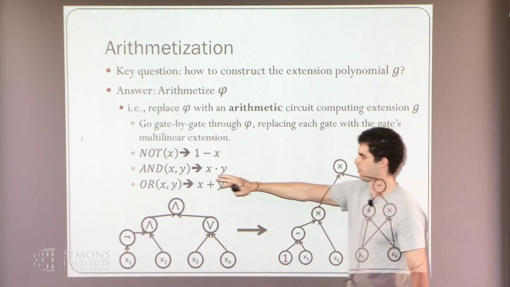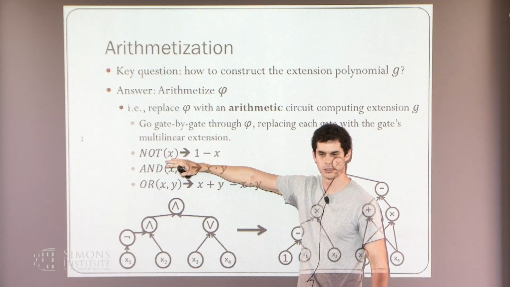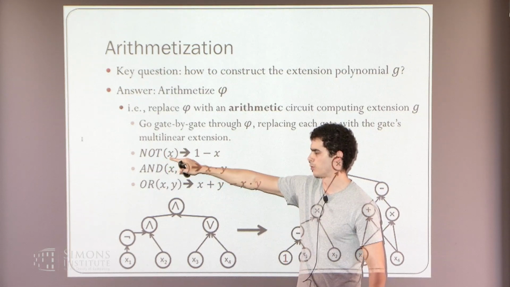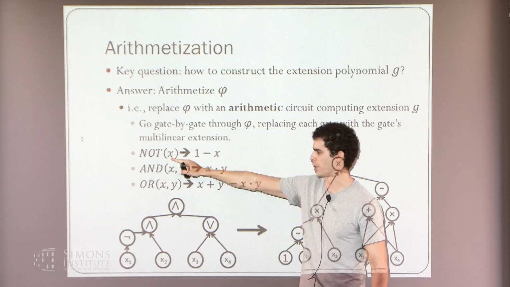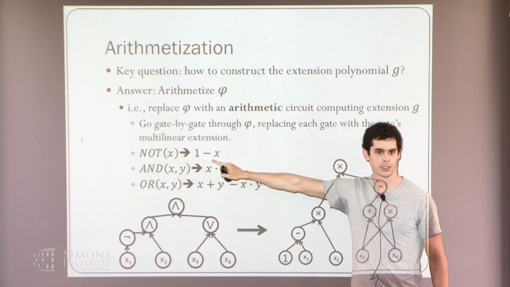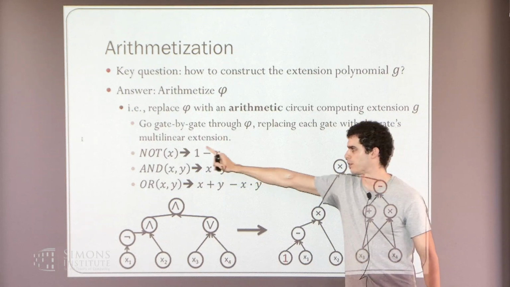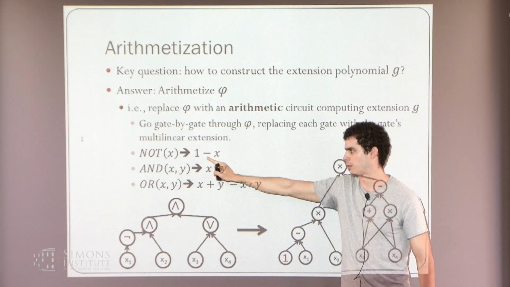So what is the multilinear extension of the not function? Not maps 0 to 1 and 1 to 0. So there's a unique multilinear polynomial that does the same thing, and that is just 1 minus the input. Right? 1 minus 0 is 1, and 1 minus 1 is 0.